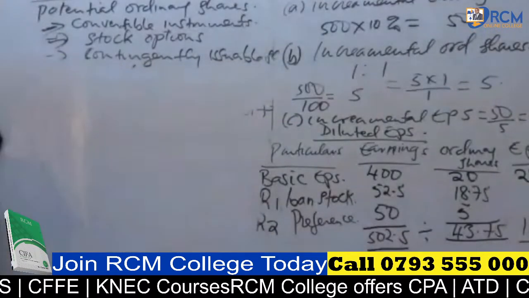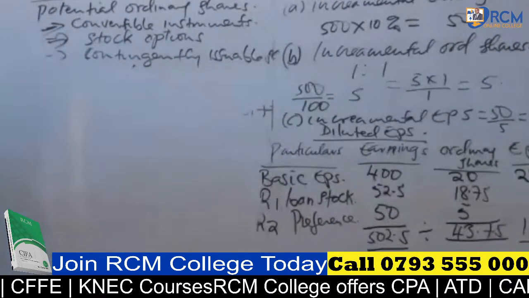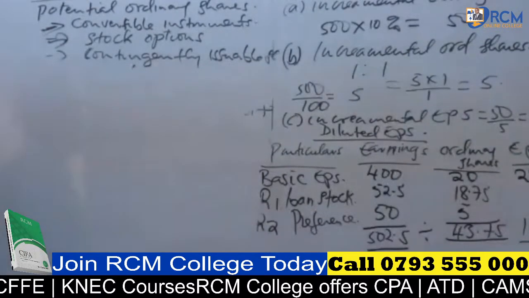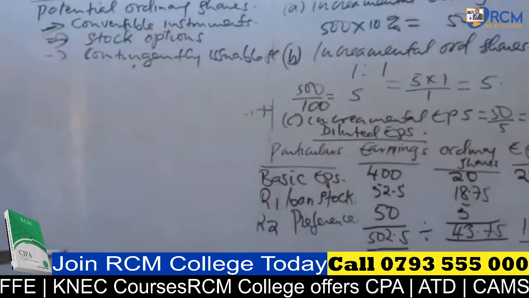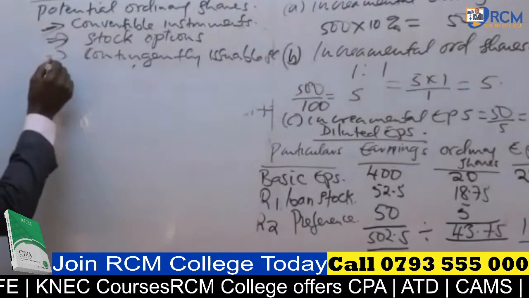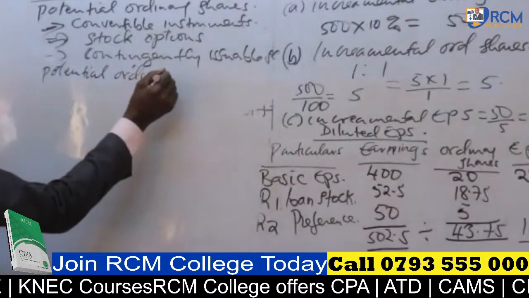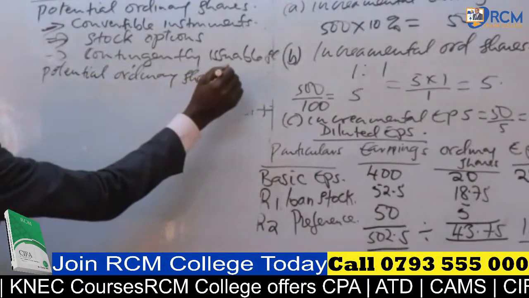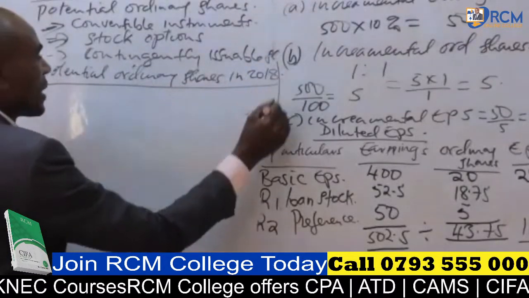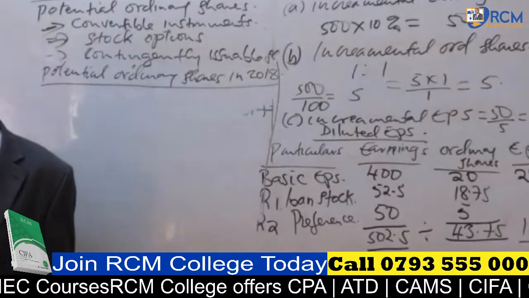Still, we have our dilutive factors, these convertible instruments. Therefore, what we are going to identify is our convertible instruments, potential ordinary shares in 2018. What we have not converted into ordinary shares is called potential.